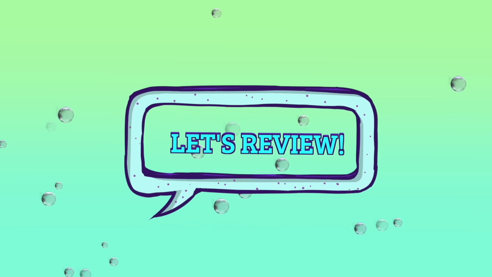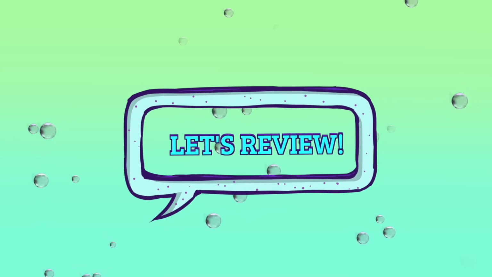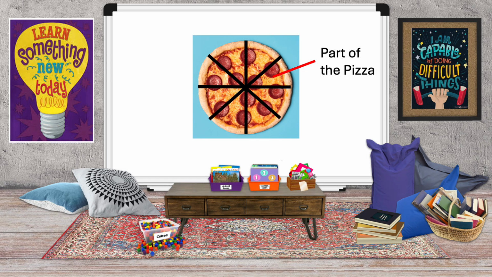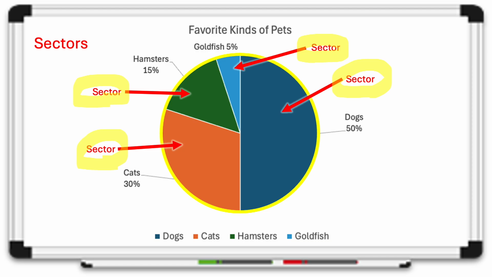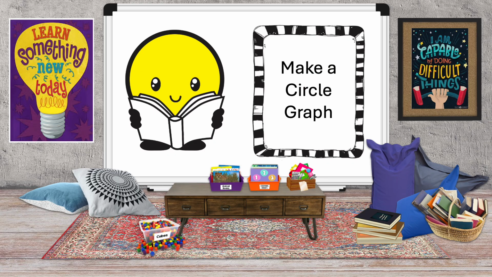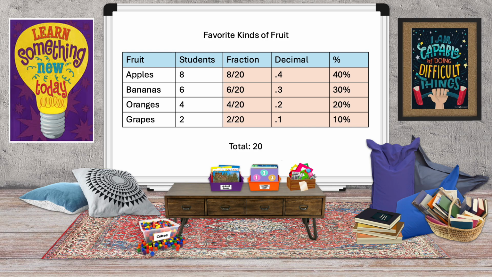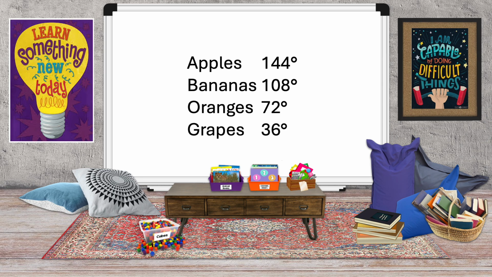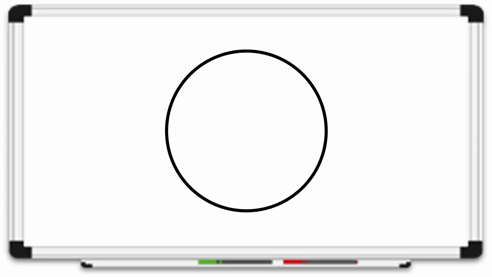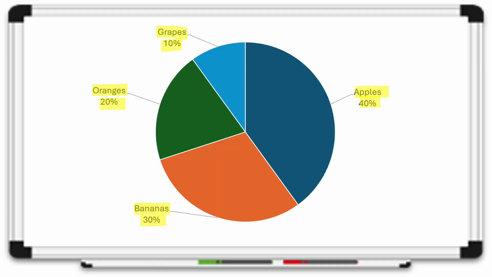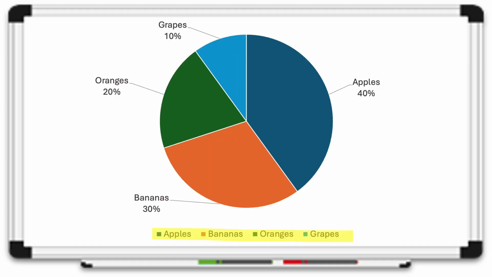Let's review what we've learned. A circle graph shows how a whole is split into parts. Each piece or sector stands for a part of the whole. To make a circle graph, collect data, find the total, change the fractional parts to percentages, calculate the angles, draw your circle, measure and draw the sectors, label each sector, and add a key and a title.